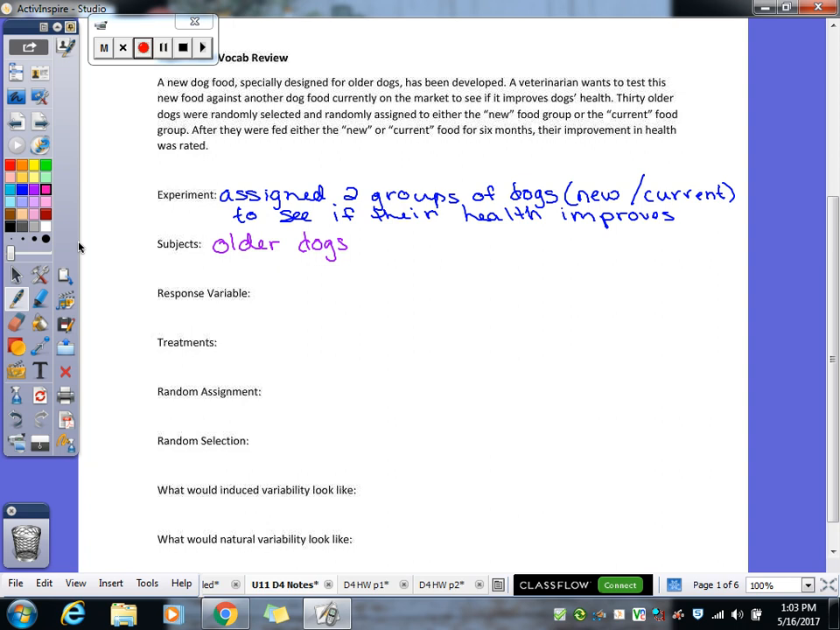So our response variable. You want to think of your outcome. Our response variable here would be the dog's health. What you're looking at the end, that's your outcome of the experiment, is the dog's health. So our treatments, what would our two groups be getting? New food would be one of the treatments that's being given. The other one is their current food.